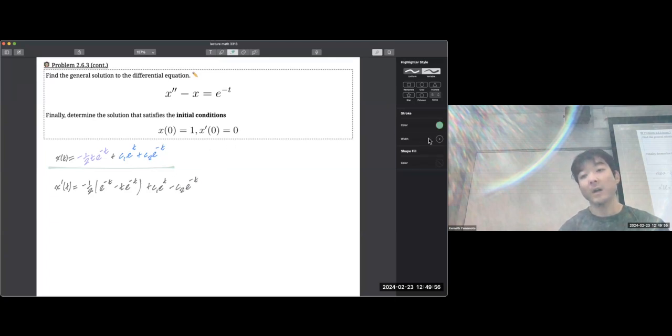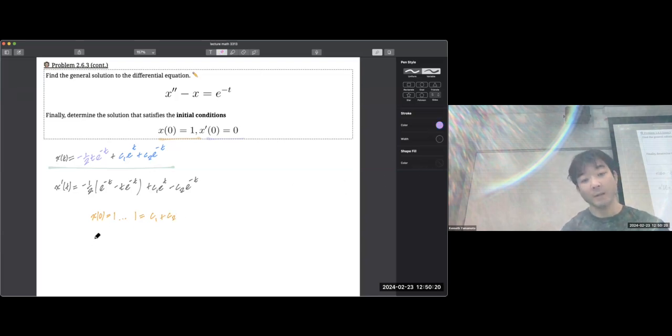Okay, so there are two initial conditions. There's this one, and there's this one. And you're going to do both of those. So x naught is equal to 1 means that I put 1 into x and 0 into all the t's. So 0 goes into this t, that kills that. This is going to be c1, and then this one c2. So that's from the first one.